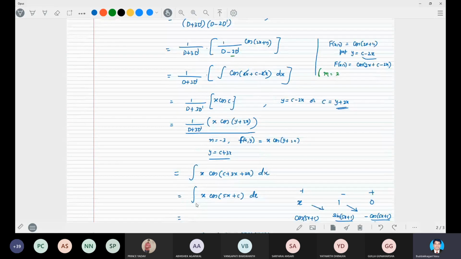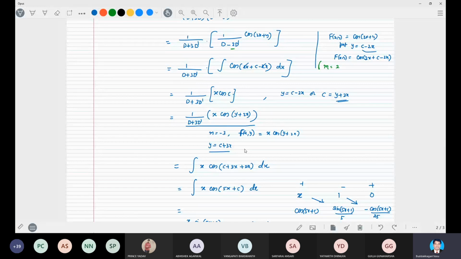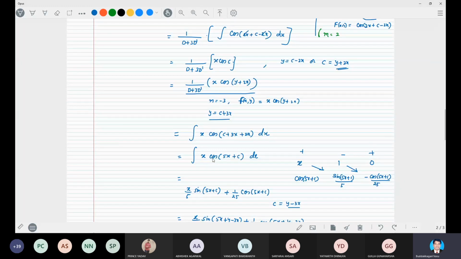Integral of this function f(x, y), where y is to be replaced as c plus 3x: x times cos of (c plus 3x) plus 2x dx, which is x times cos of (5x plus c) dx. Now integrate this one.